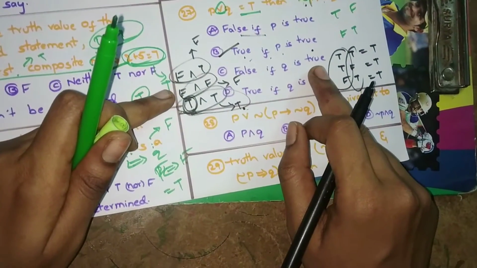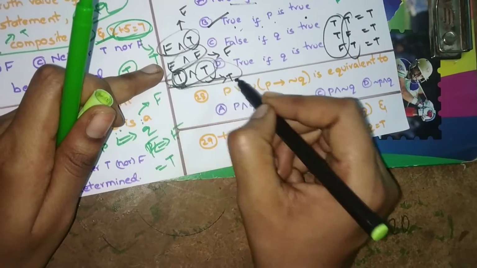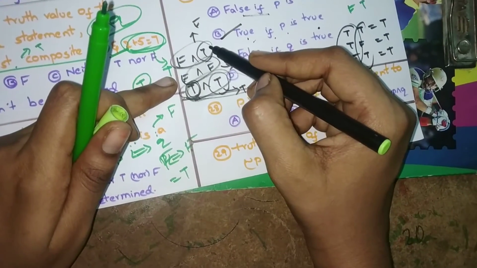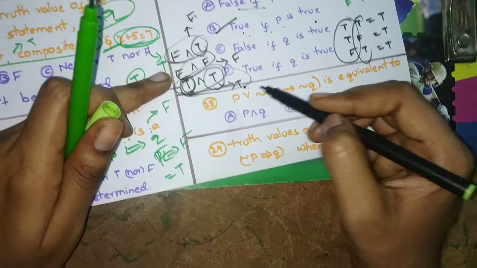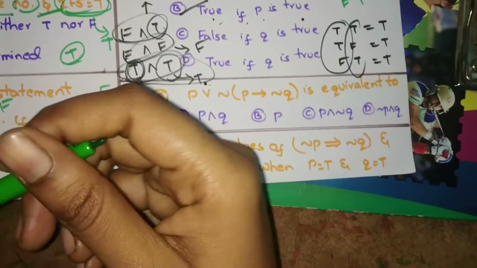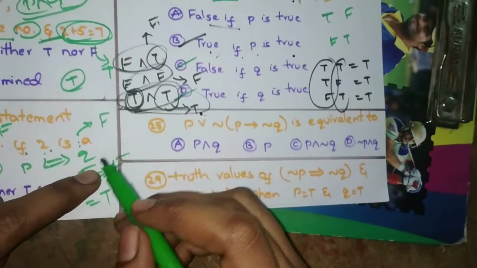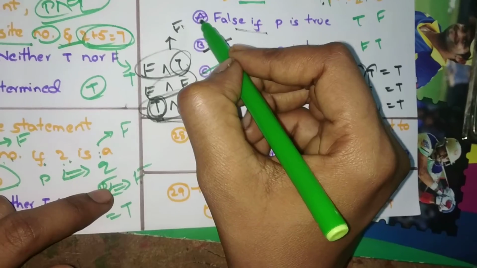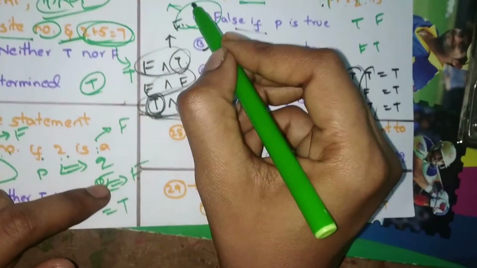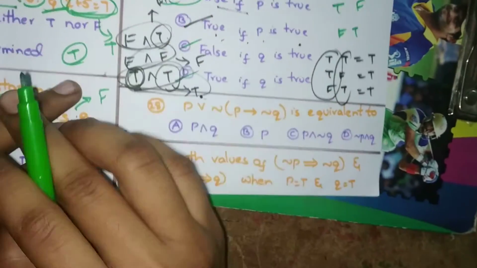Now see the other options. False if Q is true. If Q is true, then it will become false or what? Maybe they asked for the wrong statements. See, these three options will satisfy, but this first option will not satisfy. So this is the correct option. Maybe I didn't write the question correctly. I will check it, okay?